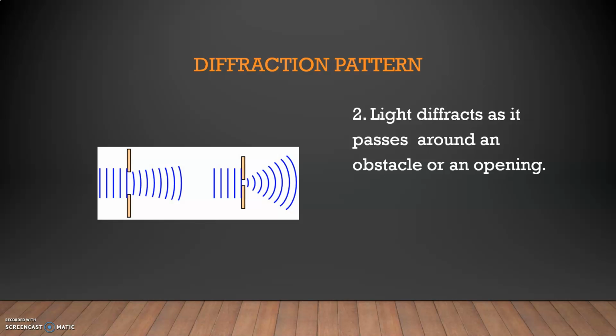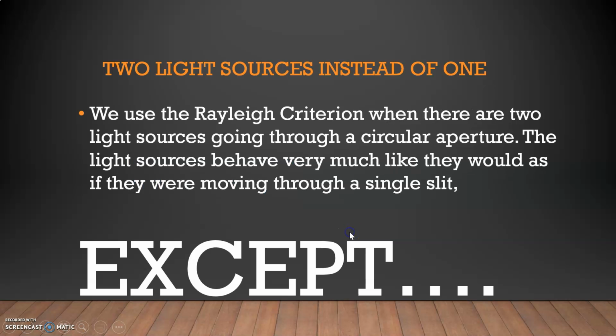The next thing we'll talk about is the diffraction pattern. All waves diffract, or bend, as they pass through an opening or an obstacle. This image to the right is true diffraction, as the wavelength of the light is equal to the opening length. Therefore, it bends and is more circular as it passes through.